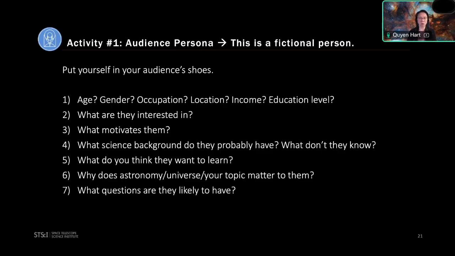So you might ask questions such as how old are they? What kind of job do they have? What kind of education level? What are they interested in? What motivates them? What's the science background? So you're thinking about all these different questions to really get a sense of who's this person who's going to be in front of me? Also thinking about what kind of questions they might likely have as well. So it's about the planning piece.